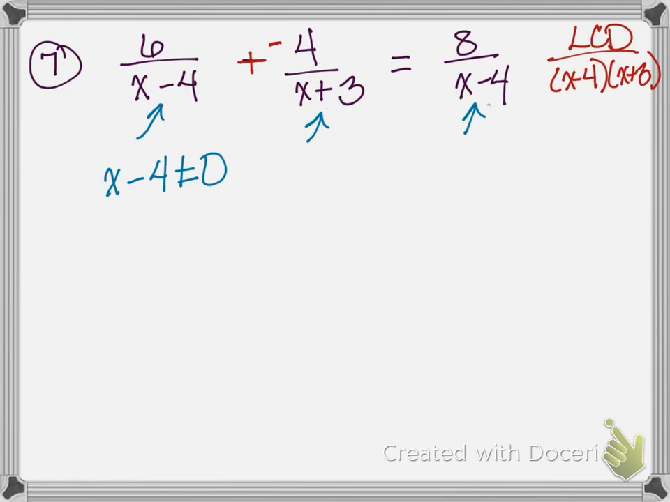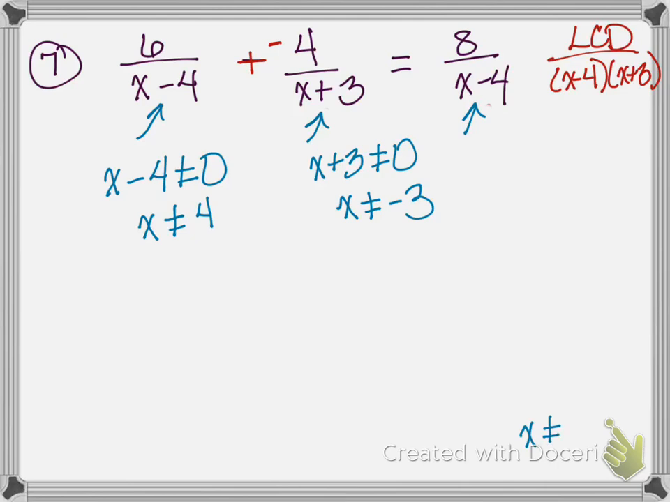So x minus 4 can't be 0. x plus 3 can't be 0. And I don't have to do x minus 4 again because I've already done it once. So x cannot be 4, and x cannot be negative 3. I'm going to write this down at the bottom. So x cannot be 4, and x cannot be negative 3. Those are the values that x cannot be.